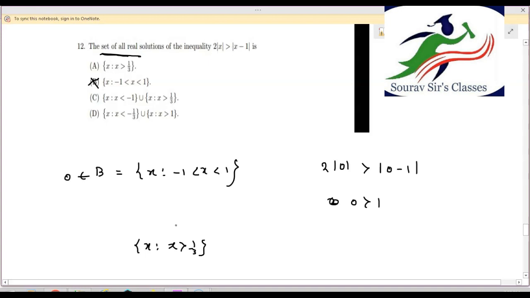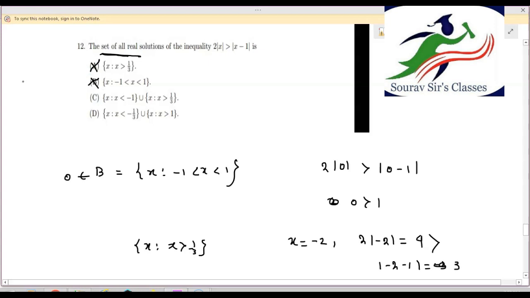Now observe that if I put x equal to −2 in this inequation, 2 into |−2| is equal to 4, and |−2 − 1| is |−3|, this is 3. So 4 greater than 3, hence I can say that −2 is satisfying this inequality. So option A cannot be our correct option, as this question says all the real numbers. So I can discard option A.